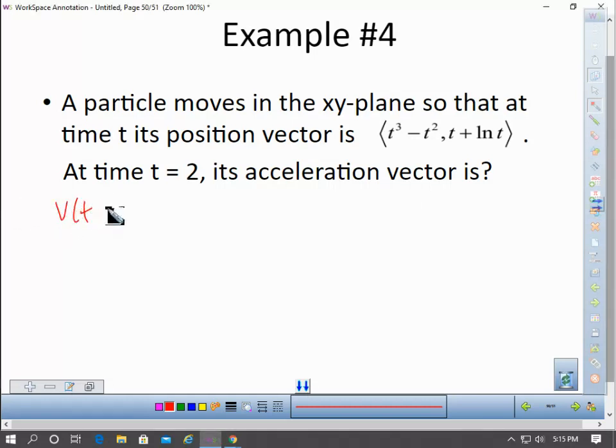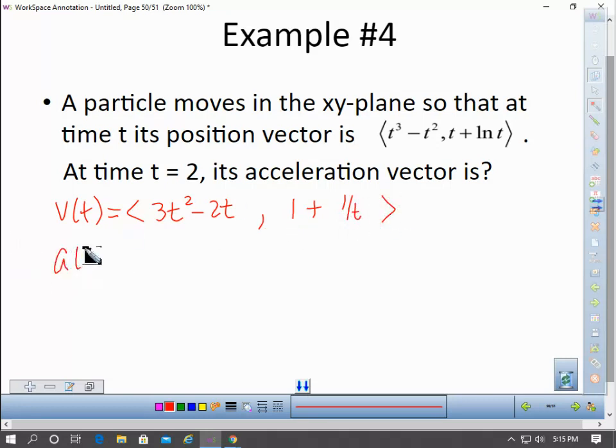Well, our velocity vector is going to be the derivative of the position vector. So that's going to be 3t squared minus 2t for the first component. And then the second component, that derivative is going to be 1 plus the derivative of ln of t, which will be 1 over t. All right, that's our velocity.